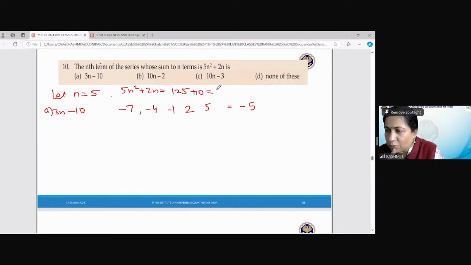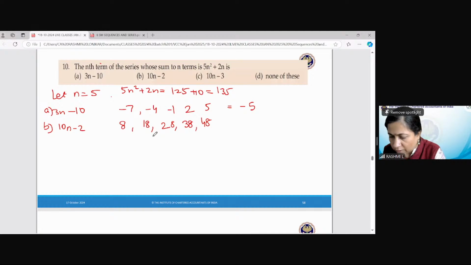What is the second, 10n minus 2. Okay, in 10n minus 2, putting n = 1 gives 8, putting 2 gives 18, putting 3 gives 28, 38 and 48. Okay, 1 2 3 4 5. Let me add them up. 8 plus 18 plus 28 plus 38 plus 48 comes to 140.